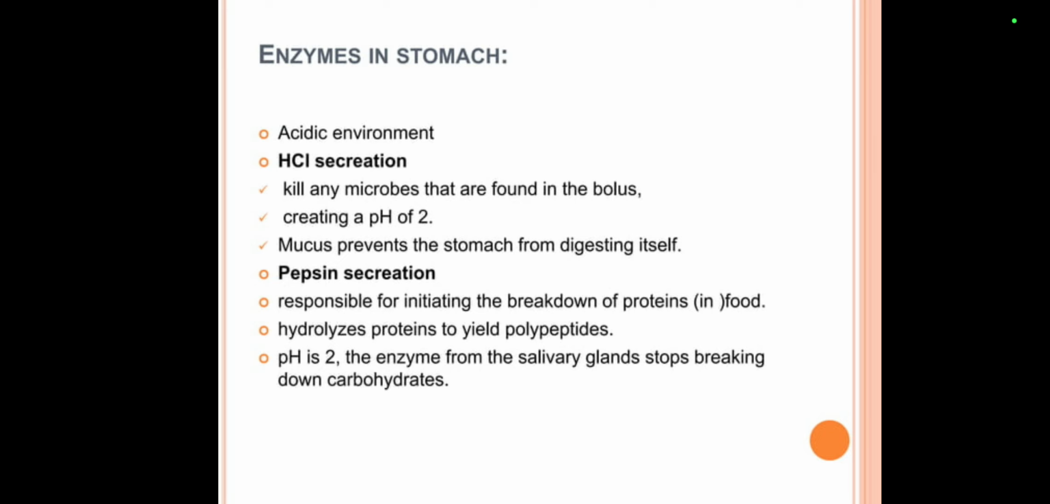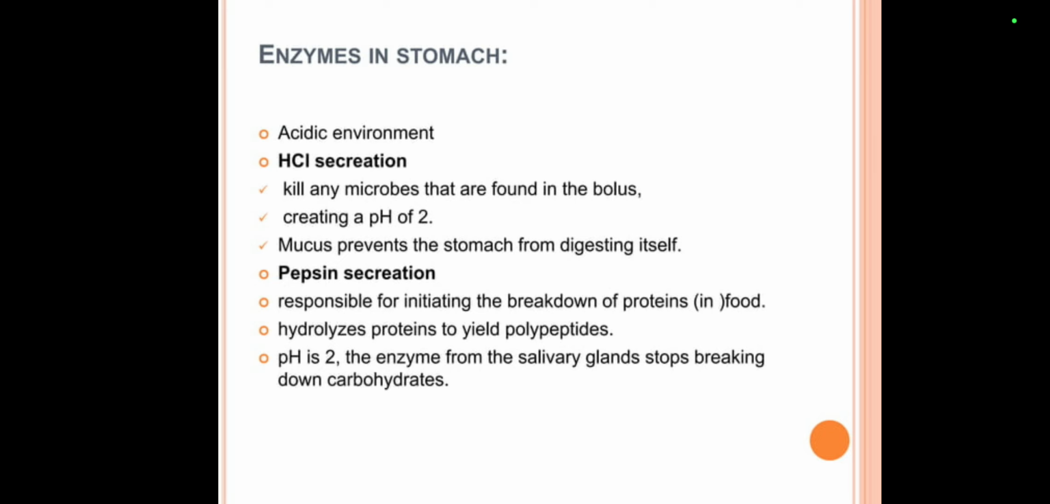So we also have pepsin secretion. It is more responsible for initiating the breakdown of proteins in food, and hydrolysis lyses proteins to yield polypeptides. So the pH pertaining to pepsin secretion is also 2 because it's still acidic. The enzyme from the salivary gland stops breaking down the carbohydrate. So that is pertaining to the enzymes in our stomach.